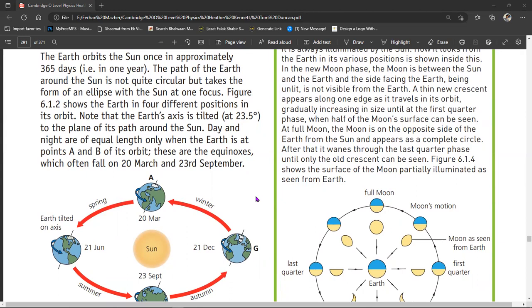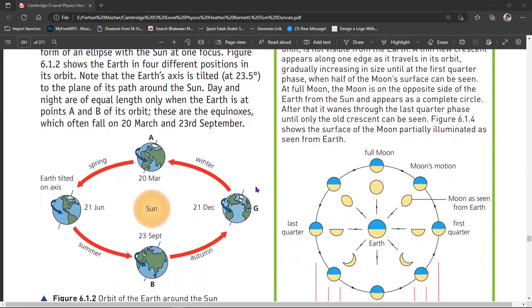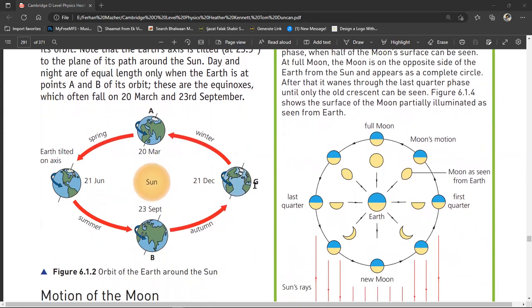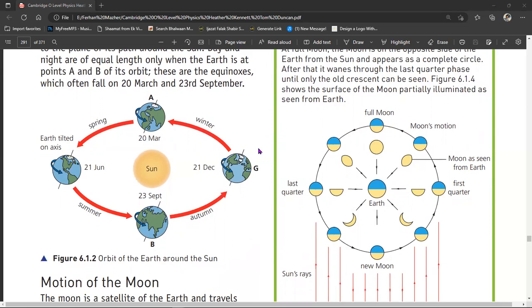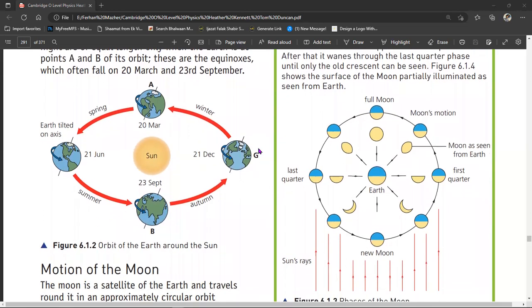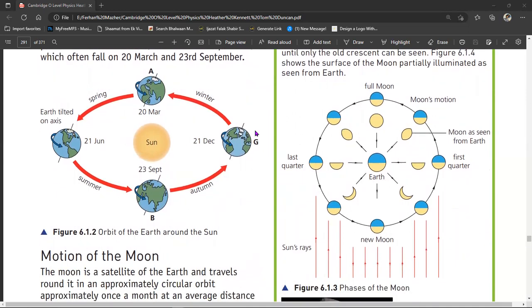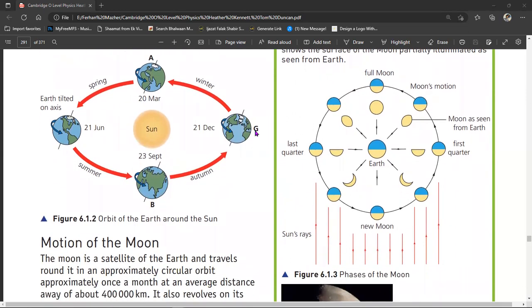At full moon, the moon is on the opposite side of the Earth from the sun and appears as a complete circle. After that, it wanes through the last quarter phase until only the old crescent can be seen. Figure 6.1.4 shows the surface of the moon partially illuminated as seen from the Earth.